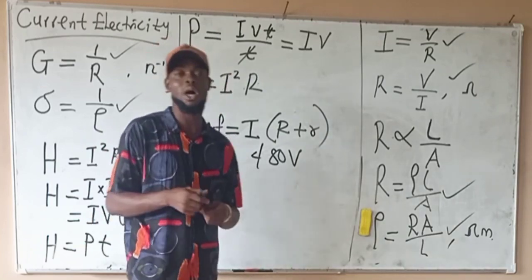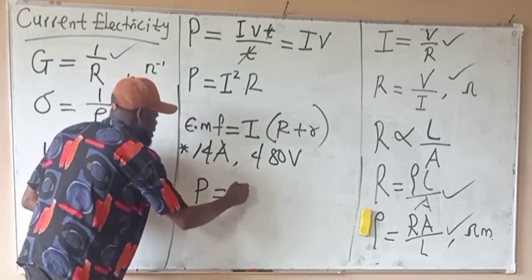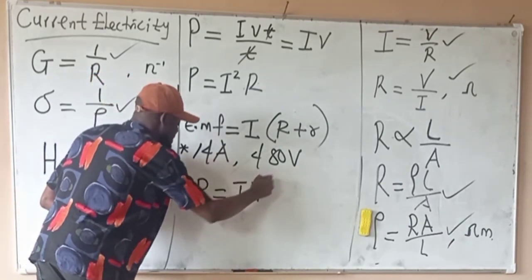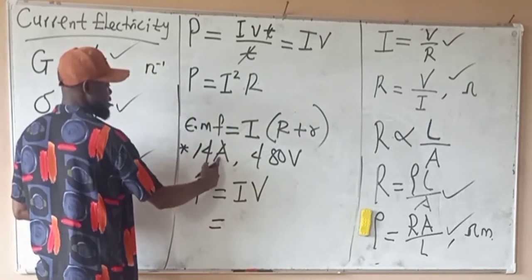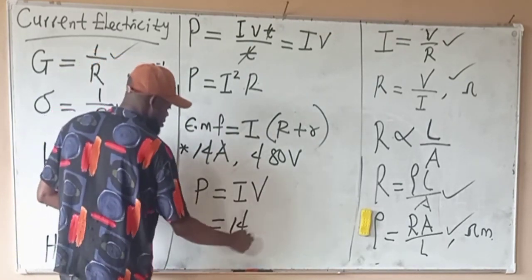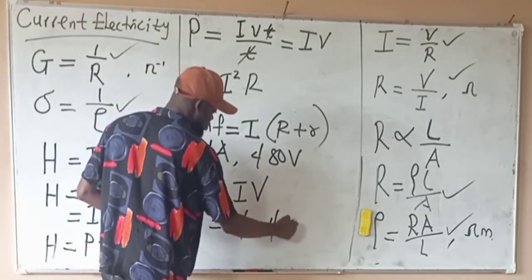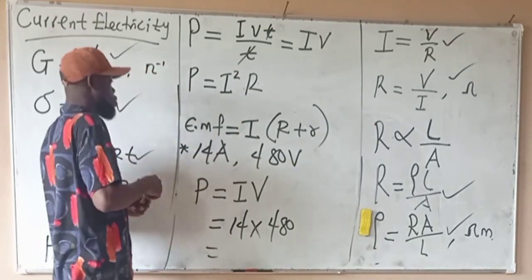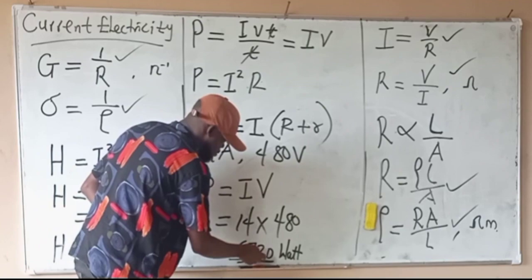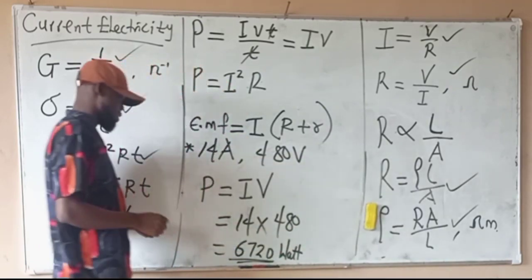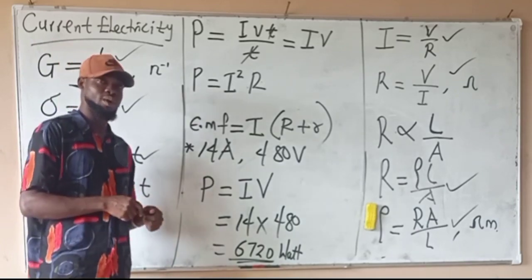What power does it draw? You say power is equal to I times V. What is I? I is 14 ampere. Times what is V? Voltage, potential difference, 480. If you do this, you are going to have 6,720 watts. That's what you're doing now.